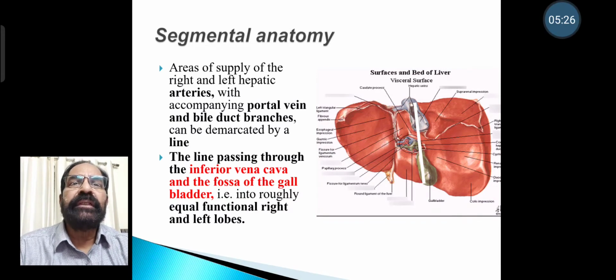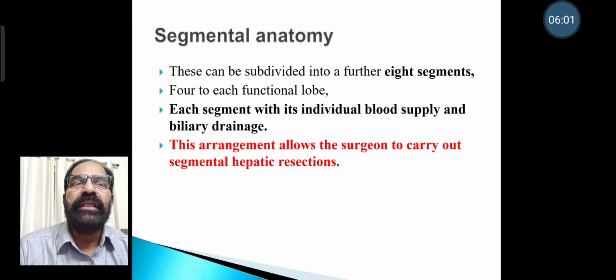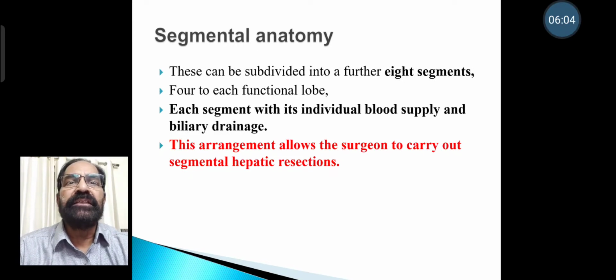Areas of supply of right and left arteries with the accompanying portal vein and bile duct branches can be demarcated by a line, as shown in the picture. The line passing through inferior vena cava and the fossa of the gallbladder divides the liver into roughly equal right and left lobes. These can be subdivided into further 8 segments, 4 to each functional lobe, each segment with its individual blood supply and biliary drainage. This arrangement allows the surgeon to carry out segmental hepatic resections.